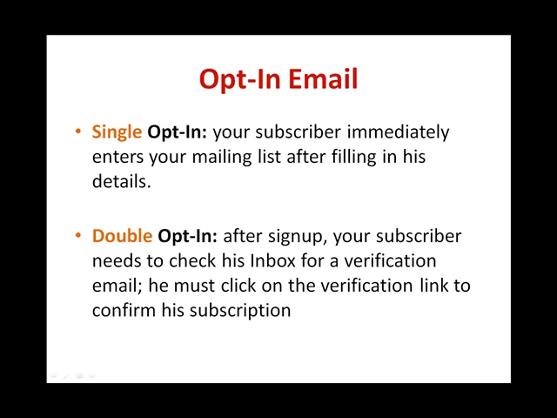All this while, I've been talking about opt-ins. What are these opt-ins actually? There are 2 types of opt-ins: single opt-in and double opt-in. Single opt-in is quite simple. It is basically a process where your subscriber immediately enters your mailing list after filling in his details. In other words, when a visitor puts in his name and email address, his subscription to your mailing list is confirmed right away and therefore he is on your mailing list.